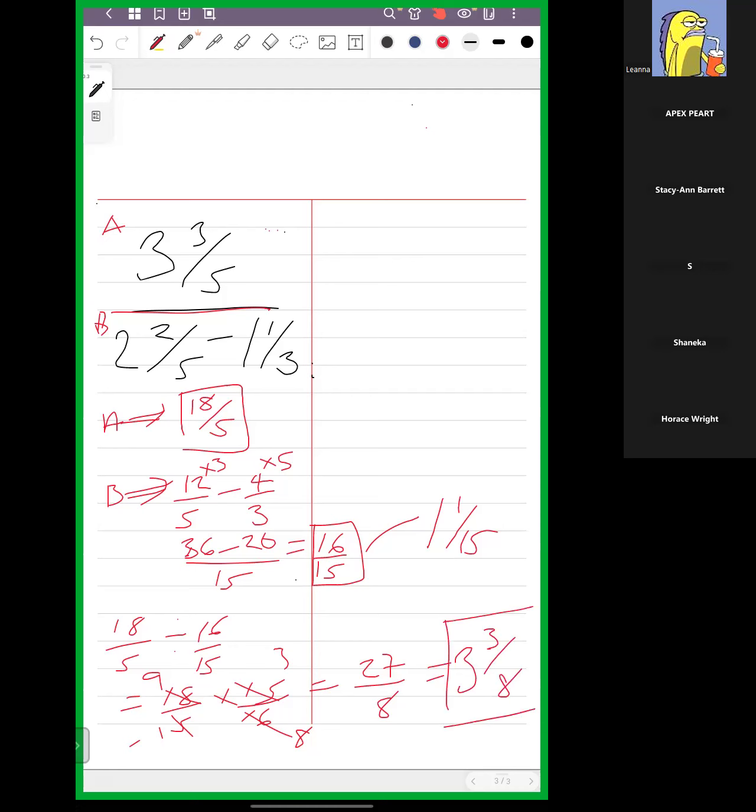Okay, so nothing wrong if you convert the 16/15 to 1 and 1/15, but that's kind of like doing something that we never asked you to do.